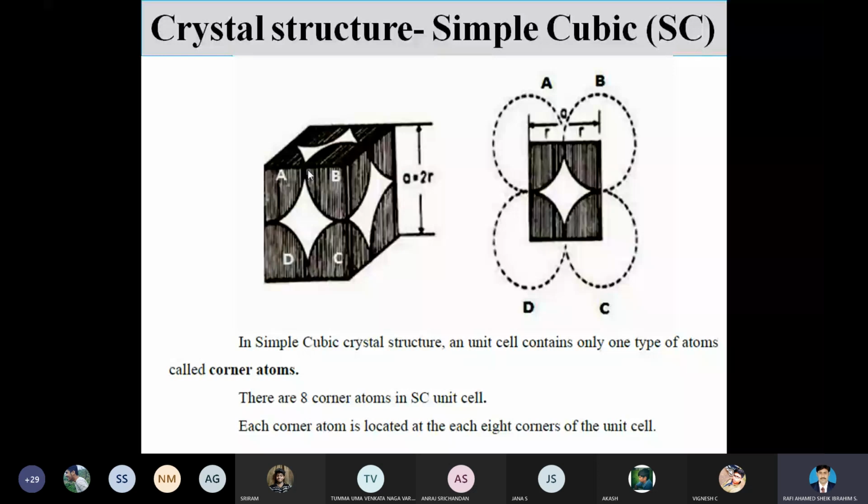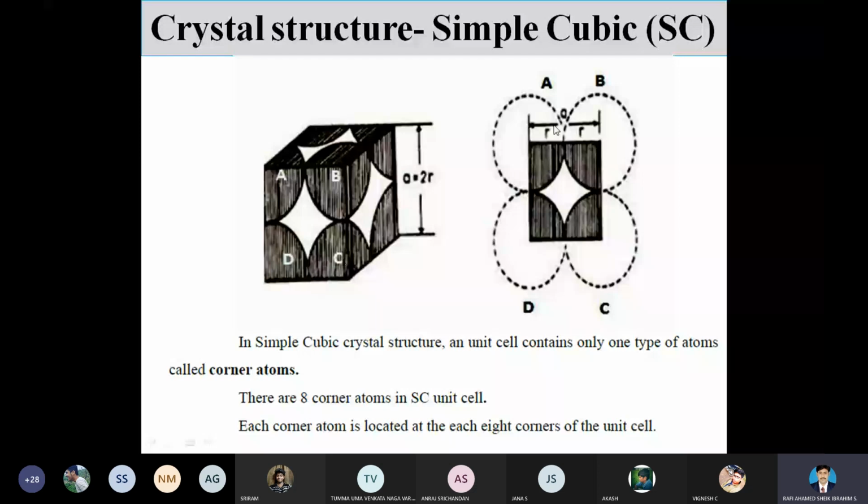Simple cubic. From the name itself, it shows that it is a simple form of structure. How are we saying that this is a simple form of structure? Because in this crystal structure it contains only one type of atom, that is the corner atom. Here we can see two structures; I have taken two structures. This is the first structure and this is the second structure. From these structures, I have considered the front portion, that is A, B, C, and D, which we can see here.